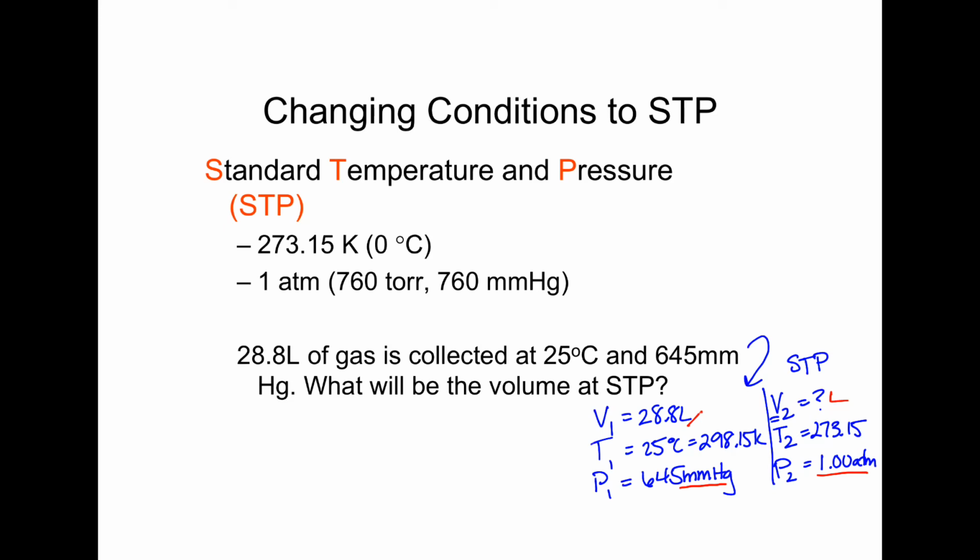I'm going to choose to put my pressure 2 into millimeters of mercury because that's an easy conversion for me. I know how to convert 1 atmosphere to millimeters of mercury. It's 760 millimeters of mercury. That's just an easier calculation than going from a weird 645 to atmospheres. That would have taken me a little bit longer.